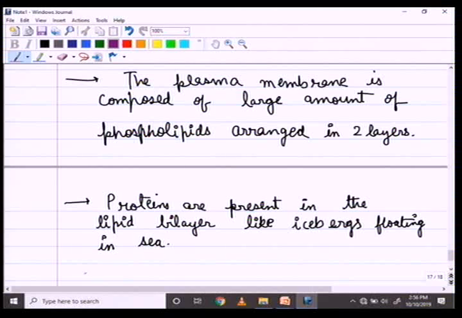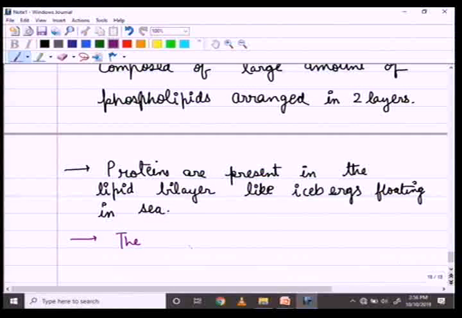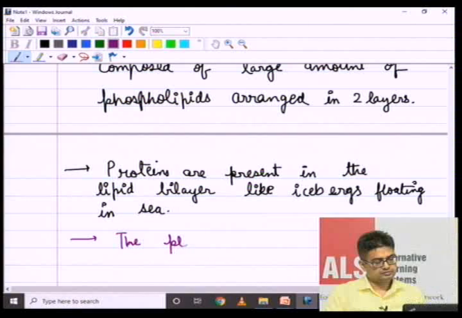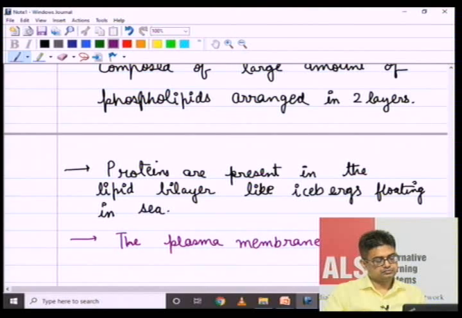So the plasma membrane is quite fluid in nature. Therefore, it can easily change its shape. The plasma membrane is fluid in nature and can easily change shape.